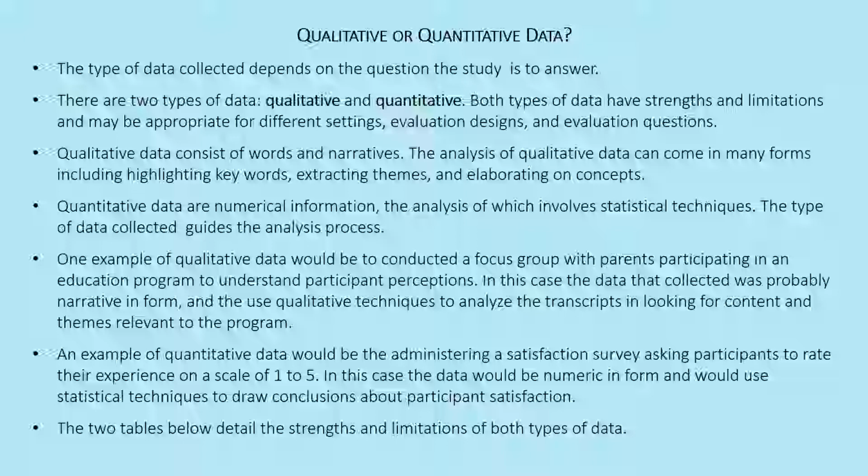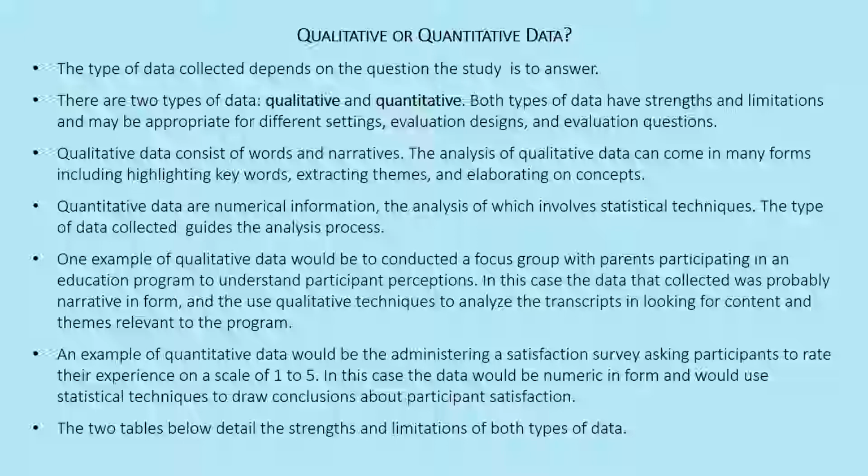The two types of data collected depend on the research question that's going to be asked for the study. There are two types, qualitative and quantitative. Both types have strengths and limitations and may be appropriate for different settings, evaluation techniques, and evaluation reports. Qualitative data consists of words and narratives. The analysis of qualitative data comes in many forms, including highlighting key words or extracting themes and elaborating on particular concepts. Quantitative data is more numerical in information. The analysis involves statistical techniques, and the data is collected by guides that follow analysis processes.